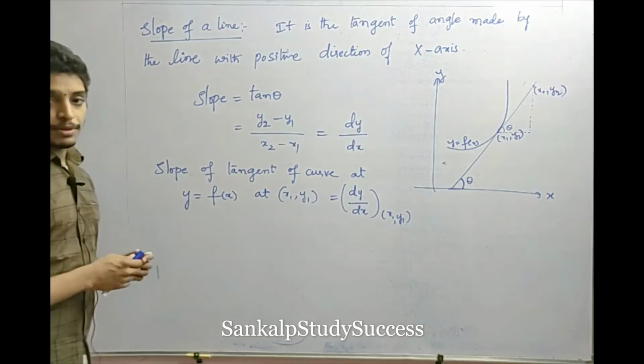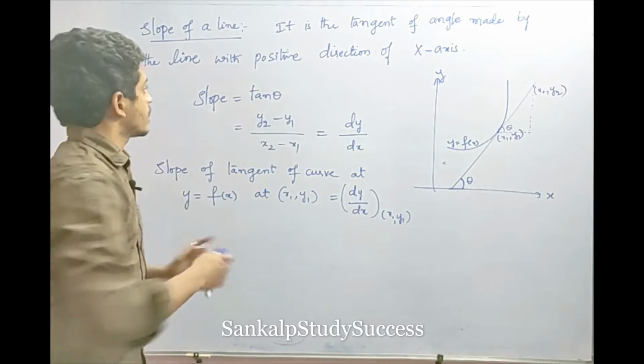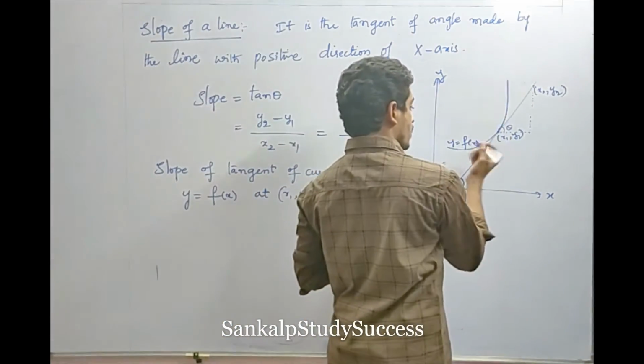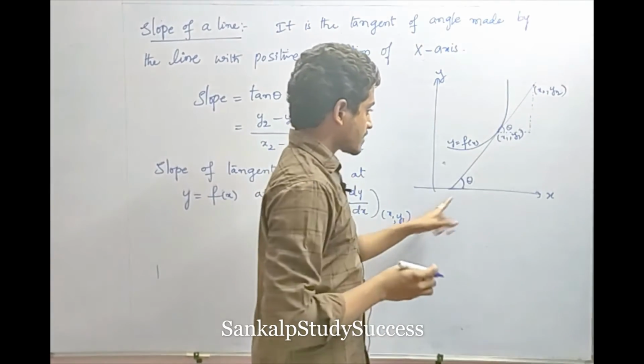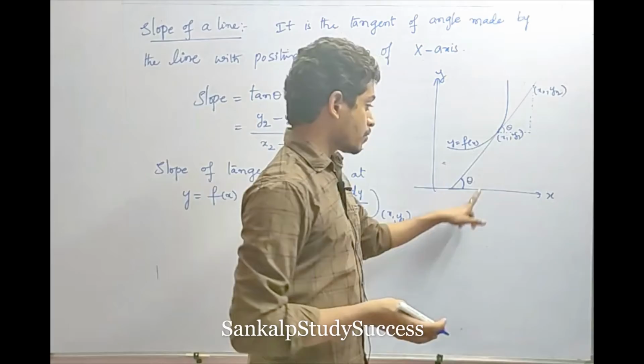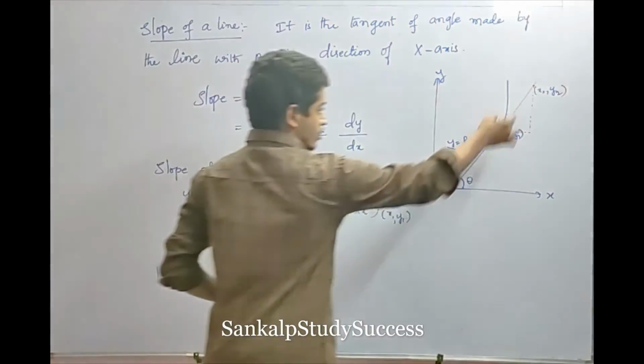Well, the next concept is the slope of a line. Let us rewind the basics. See friends, what is the slope of a line? Suppose I have a curve y equal to f of x. There is a straight line, and this is the point of intersection. So how can I calculate the slope? If I know this angle, I can apply the tangent, right? So this is nothing but the tangent to this curve.